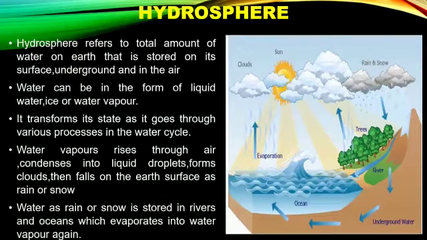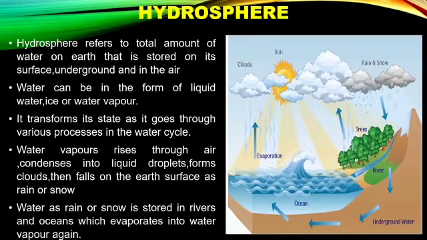Next one is hydrosphere. The name suggests that it refers to the total amount of water on Earth that is stored on its surface, underground, and in the air. Water can be in the form of liquid water, ice, or water vapor. It transforms its state as it goes through various processes in the water cycle.